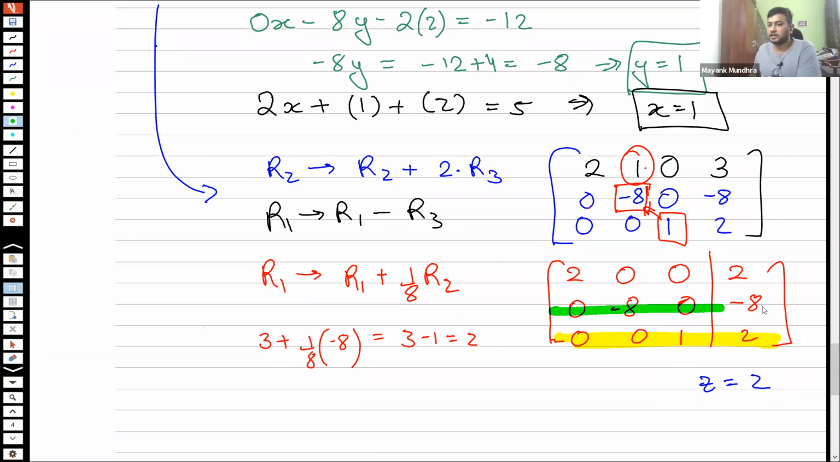The penultimate equation is minus 8 times y equals minus 8, or y equals 1. And this top equation is now 2 times x equals 2, or x equals 1. So x is 1, y is 1, z is 2.